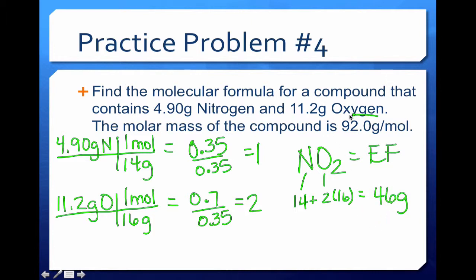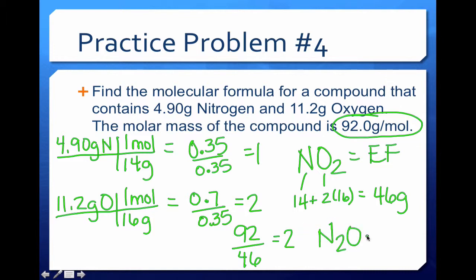They told me in the problem the molar mass is 92. So 92 goes on top, divided by the mass that I just calculated, which is 46. That gives me an answer of 2. So I've got to multiply each of my subscripts from my empirical formula by 2 to get the molecular formula. And that means my final answer here is going to be N2O4. That's the molecular formula for that compound.